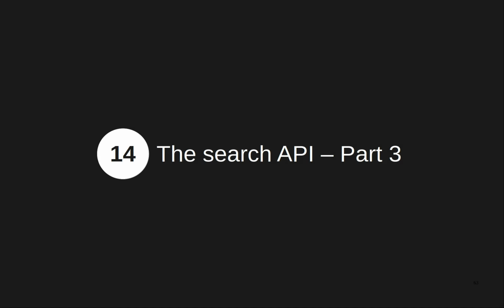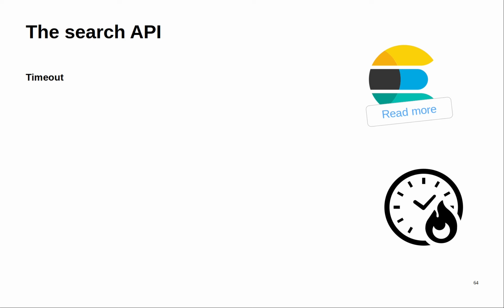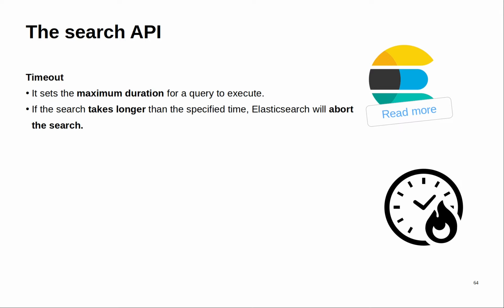Today we will continue exploring the search API. I will show you how to use important parameters like timeout, size, from, and aggregations. Let's start with the timeout parameter. Timeout sets the maximum duration for a query to execute. If the search takes longer than the specified time, ElasticSearch will abort it and return partial results.